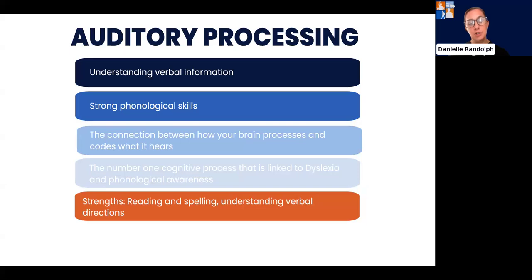And it's making that connection between how the brain processes and codes what it hears. So not only being able to process it, but again, storing it away so you can then conceptualize where those sounds go and making sense of those things. This is the #1 cognitive process that is linked to dyslexia and phonological awareness. So it's a really important piece to the puzzle if you suspect your student has dyslexia. A strength in auditory processing correlates to reading and spelling and understanding verbal directions because, again, it's a verbal skill.